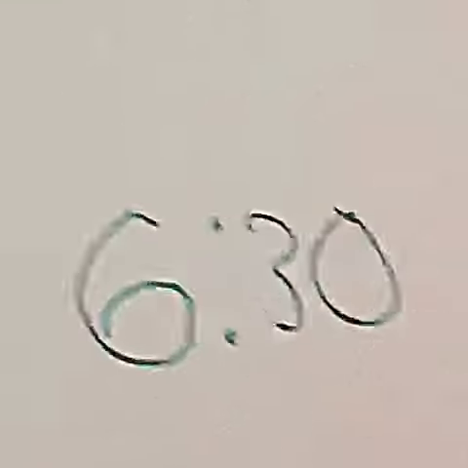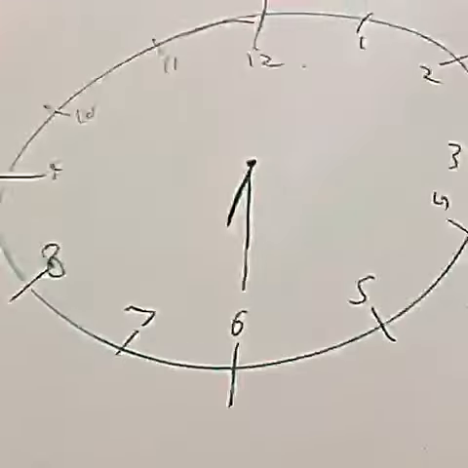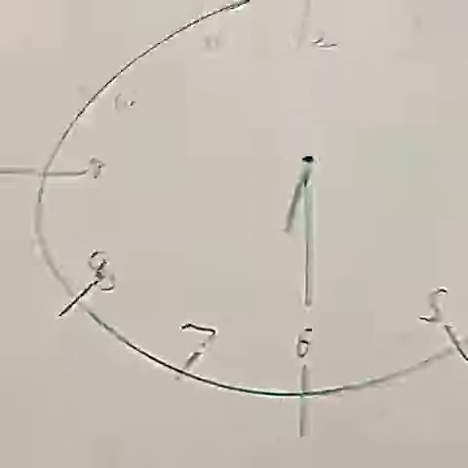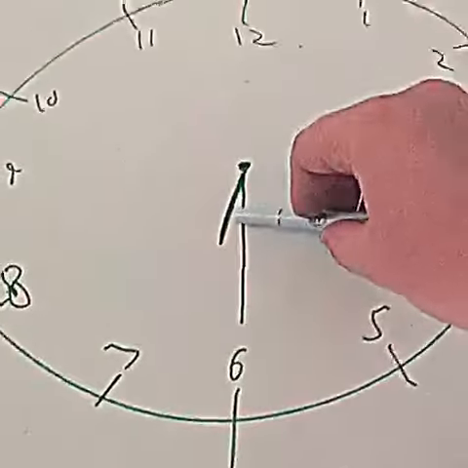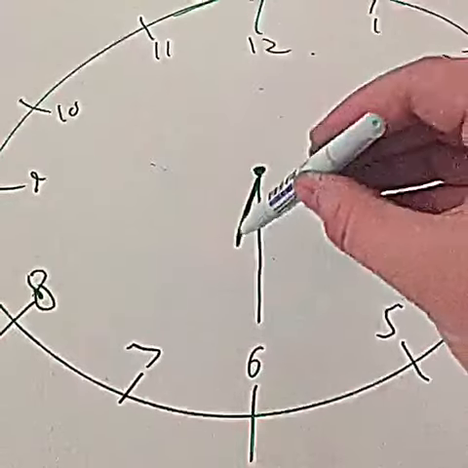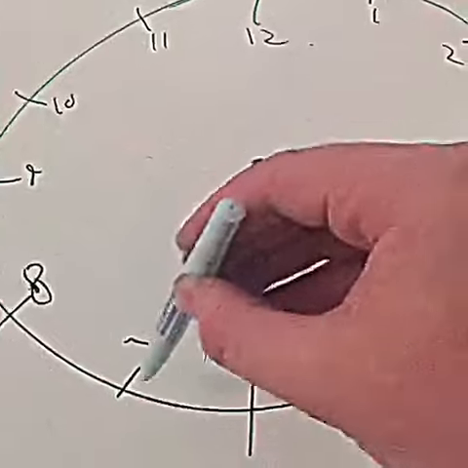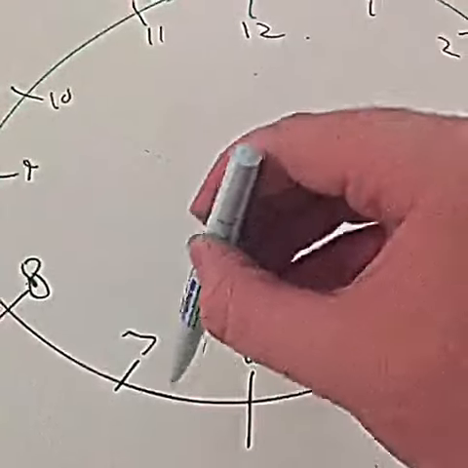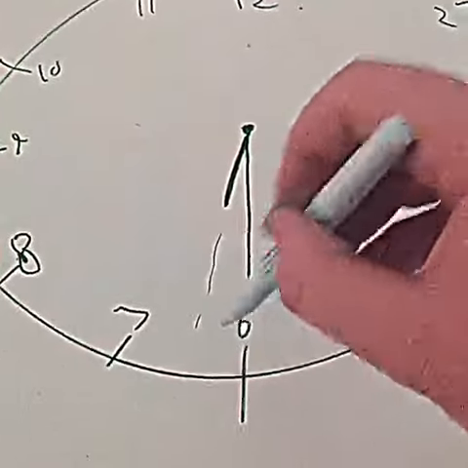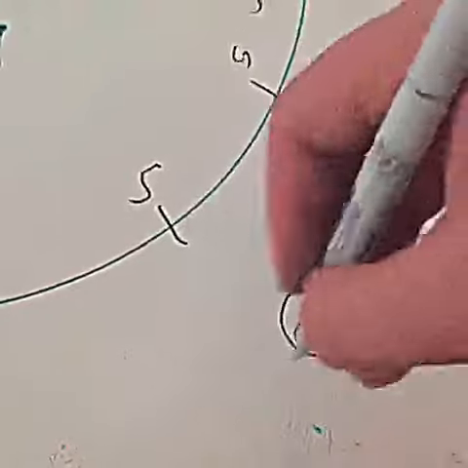You may have gotten 6:30. That's what the clock says. Now if you didn't get it, I'm going to explain it. So our short hand, the one that identifies what hour it is, if you continued it, would be pointing halfway between the 6 and the 7. So that tells us that it's 6 something, so we can write our 6.